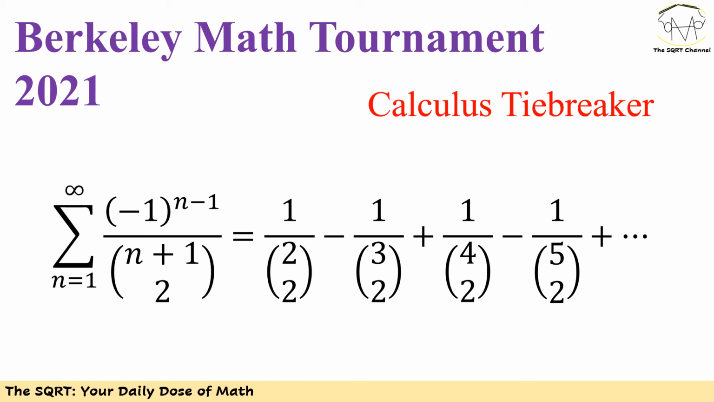In this video we are going to talk about a problem from the Berkeley Math Tournament from 2021. This problem came from the calculus test. Here you have an infinite sum series. We have the sigma of negative 1 to the power of n minus 1 for the top of this fraction. For the bottom we have n plus 1 choose 2. n goes from 1 to infinity, and we are going to find this infinite sum.